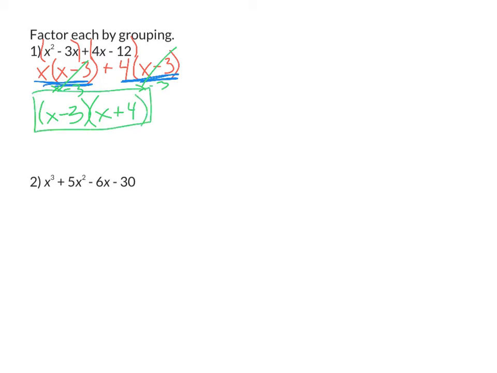We can check our answer by doing the FOIL process to see if this goes back to where it was. X times x makes x squared. X times 4 makes 4x. Negative 3 times x makes minus 3x. Negative 3 times 4 makes minus 12. And while these in the original are switched, it was a minus 3x and then a plus 4, that's okay. We can change the order that we do addition by the commutative property. So that is indeed the same as what we started with.